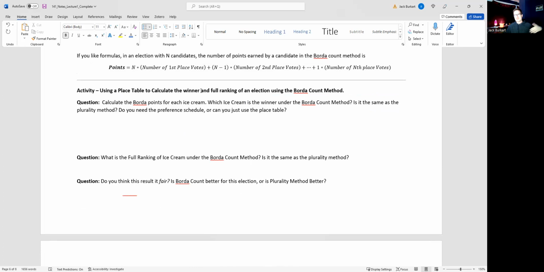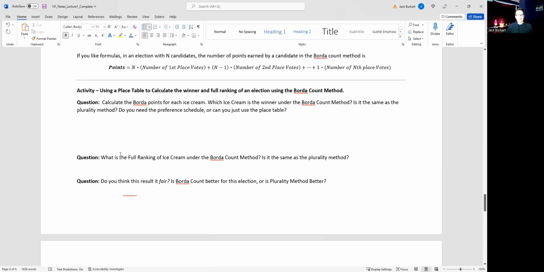Again, you may have to pause and then rewind and look at the place table to do this. So feel free to do that. So the first question is calculate the Borda points for each ice cream and find the winner. And I want you all to investigate if it's the same as the plurality method.